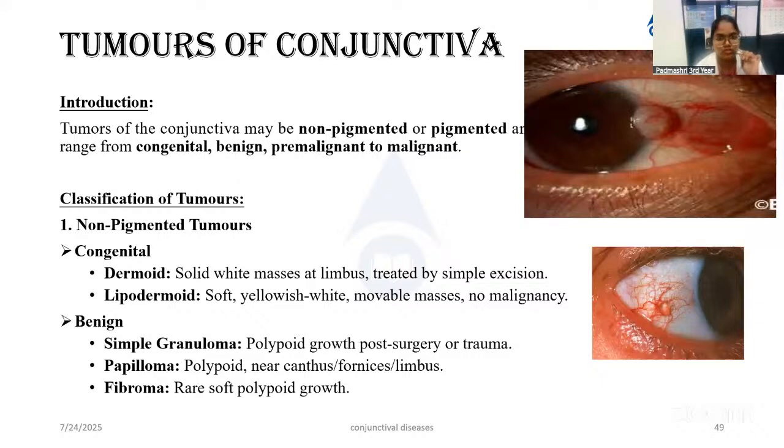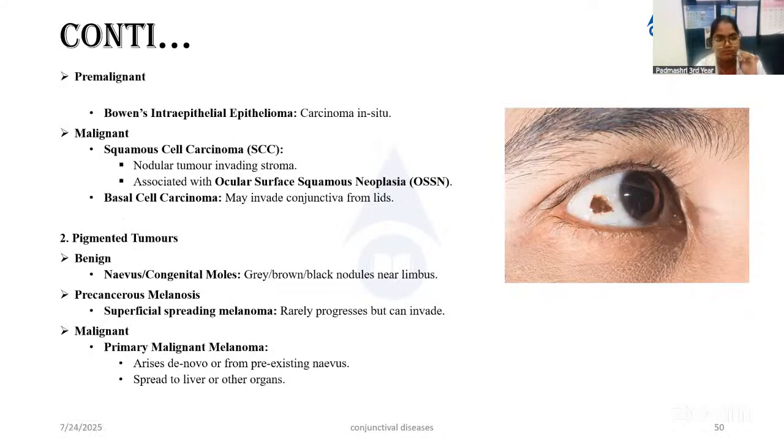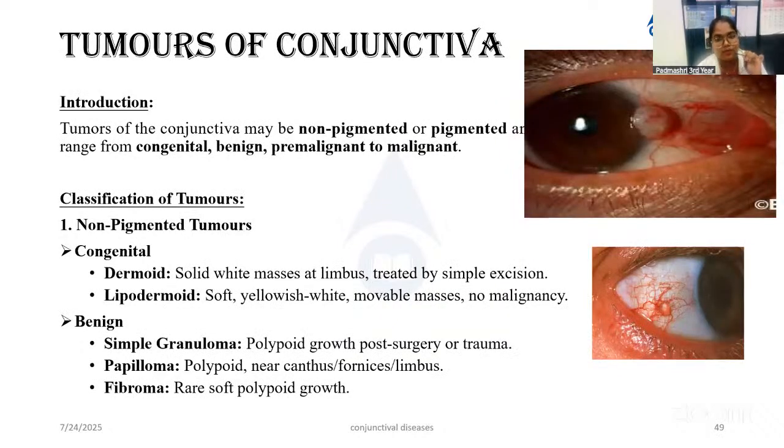Tumors of conjunctiva. Tumors of conjunctiva may be non-pigmented or pigmented, and range from congenital, benign, pre-malignant, and malignant. Classification of tumors. Non-pigmented tumors. Congenital: dermoids, solid white masses at the limbus, treated by simple excision. Lipodermoid is a soft, yellowish white movable mass, no malignancy. For benign, simple granuloma is a polypoid growth post-surgery or trauma. Papilloma, polypoid near the canthus, fornices or limbus. Fibroma is a rare soft polypoid growth.